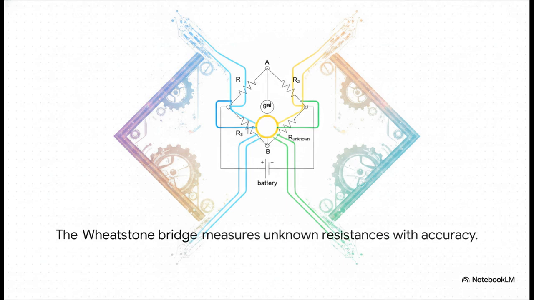Here's how it works. You adjust a known variable resistor until the highly sensitive galvanometer right in the center reads absolutely zero current. When it hits zero, we call that being balanced, and it means the ratios of the resistors on both sides are perfectly equal. Because it relies on this null reading of zero, it is incredibly insensitive to annoying fluctuations in your power supply.